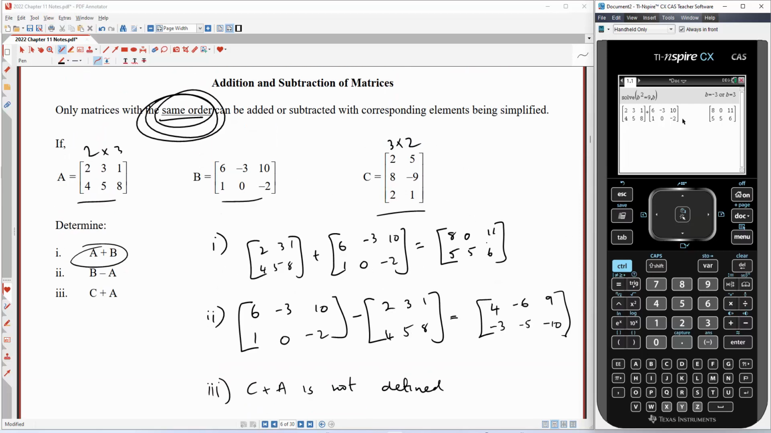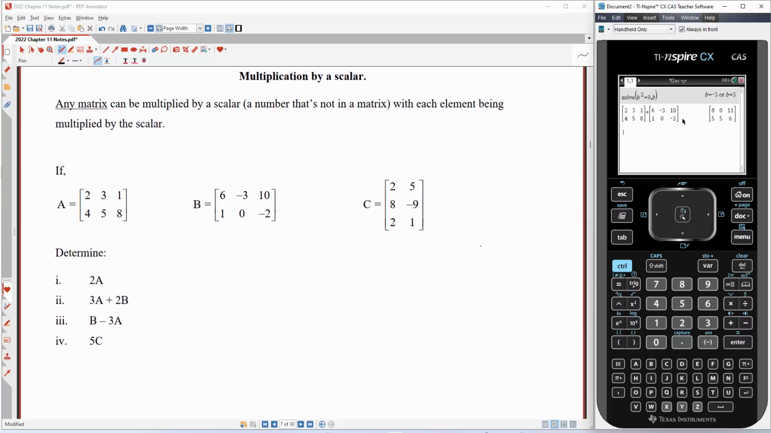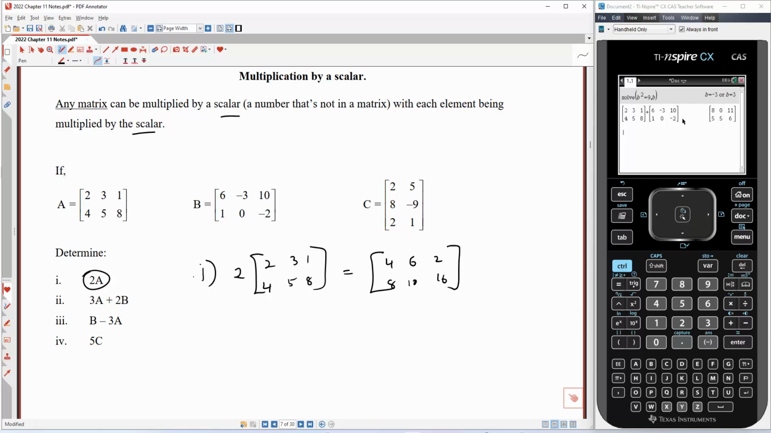And that's addition and subtraction of matrices. Now, multiplication by a scalar. So any matrix can be multiplied by a scalar, a number that's not in a matrix, with each element being multiplied by the scalar value. So what we're going to do when we multiply by a scalar is it's going to be a number out the front of the matrix. So this 2A here basically means grab this matrix and multiply every element in the matrix by 2. So this one's going to be 4, 6, 2, 8, 10, and 16. Alrighty.